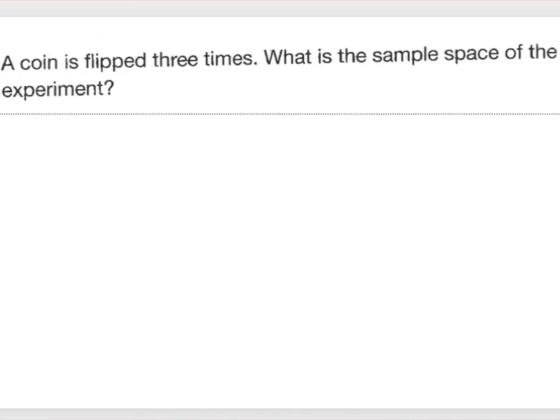Okay, so D, a coin is flipped 3 times. What is the sample space of the experiment? If it's flipped here, a coin has 2 outcomes. It's flipped 3 times. 2 cubed is 8. There are 8 in the sample space. So since there are 8, I'm going to start with heads this time because that's my norm. I'm going to put 4 heads first, and then I'm going to follow that by 4.